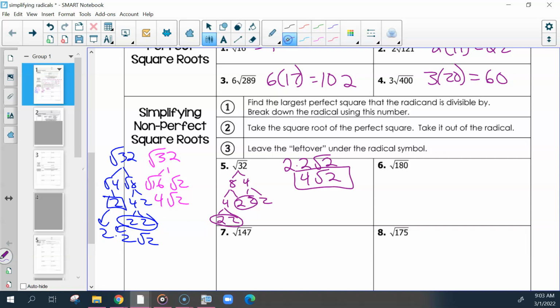So that's because the square root of 16 is 4. So here we're not breaking this down. We're actually figuring out, okay, the square root of 16 is 4. That would come outside. Do you have any other questions on that before we move on to some others?